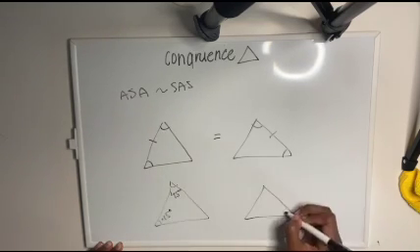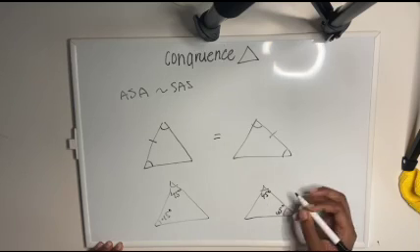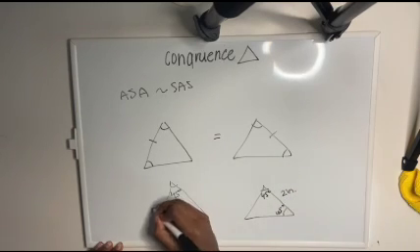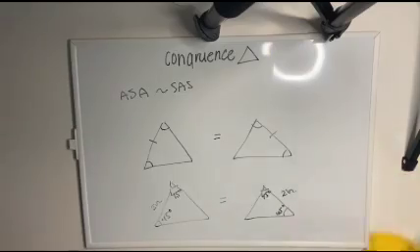So in this example, we have 2 45-degree angles, and then we have one side in between them that's the same in both triangles. And in this case, it was 2 feet, and we can tell that they're both congruent.